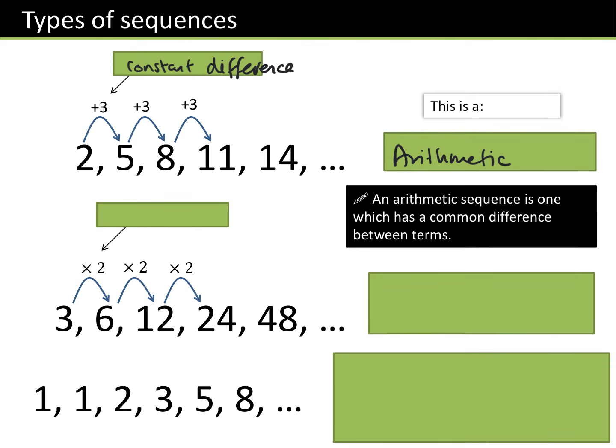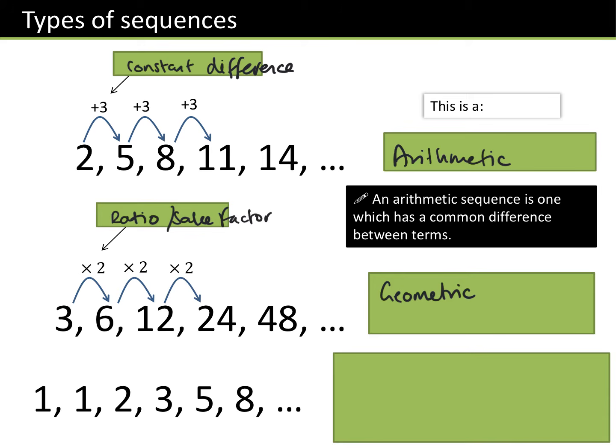Now, this one, what we're actually doing is each time we're moving by what we call a ratio or a scale factor. Okay? And this type of sequence is known as a geometric. So arithmetic is if we're adding or taking away each time. Geometric is if we're multiplying. I'm going to say multiplying or dividing, but really dividing by 3 is the same as multiplying by a third. So essentially we just say multiplying. Okay?